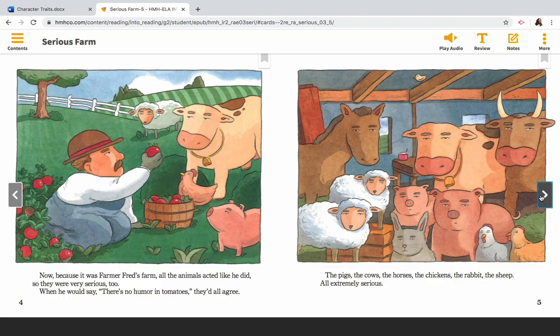Now, because it was Farmer Fred's farm, all the animals acted like he did, so they were very serious too. When he would say, "There's no humor in tomatoes," they'd all agree. The pigs, the cows, the horses, the chickens, the rabbit, the sheep, all extremely serious.